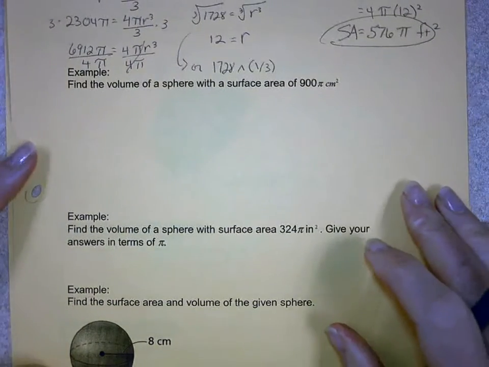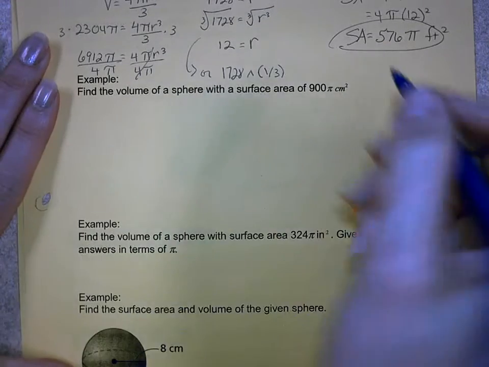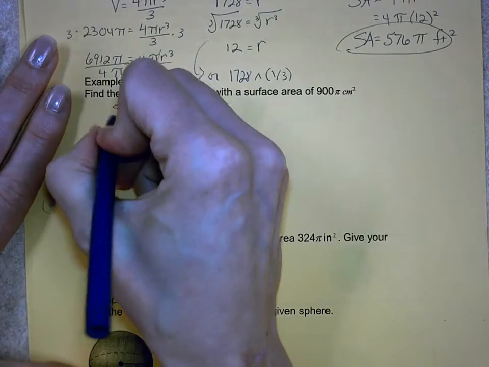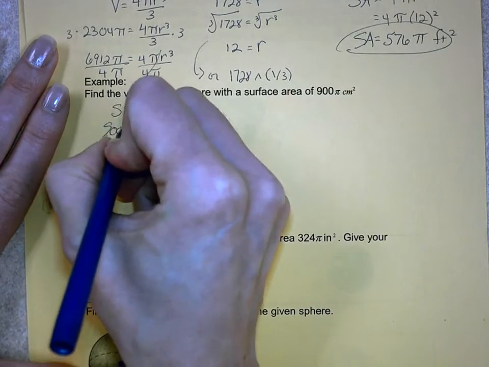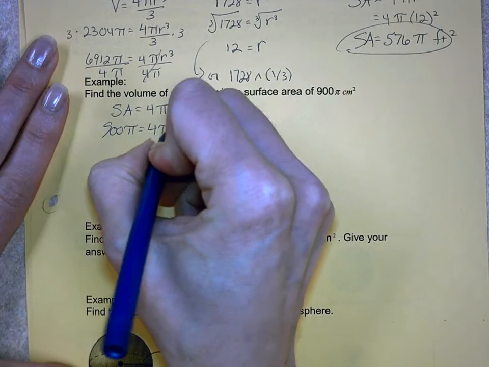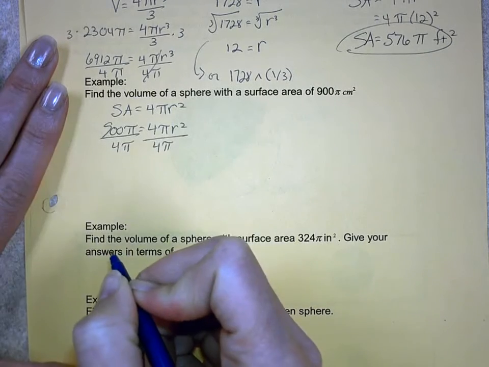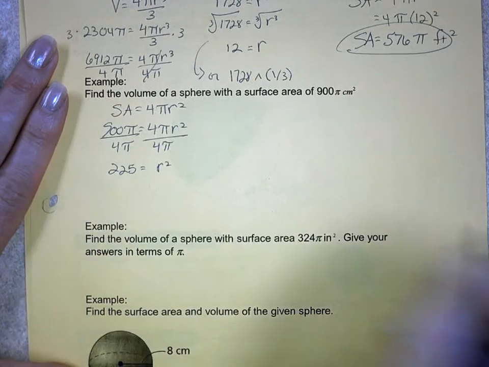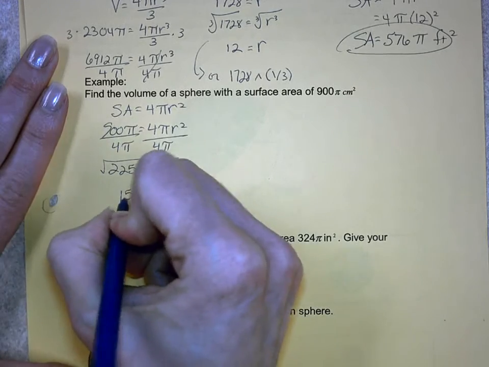All right. It says find the volume of a sphere with a surface area now of 900 pi square centimeters. Now remember, I want to know volume. I'm given surface area. I need the radius for both. So again, work backwards. I know my formula for surface area. So we plug it in. 900 pi equals 4 pi r squared. Divide by 4 pi. What do we get there? 225 is equal to the radius squared. Then you take the square root of both. Your radius is equal to 15.